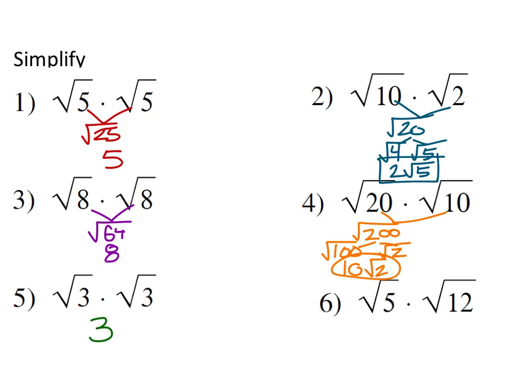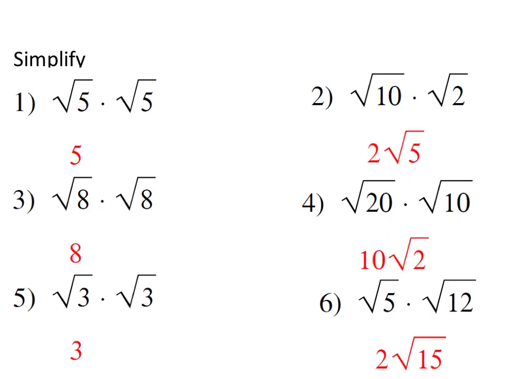Number 6 will work pretty much the same way. 5 times 12 is 60. So the square root of 60 can split up between 4 and 15, 4 being a perfect square of 2, and the square root of 15 is the square root of 15. There is our answer. These are the answers. It just looks a little bit prettier than I had it before.